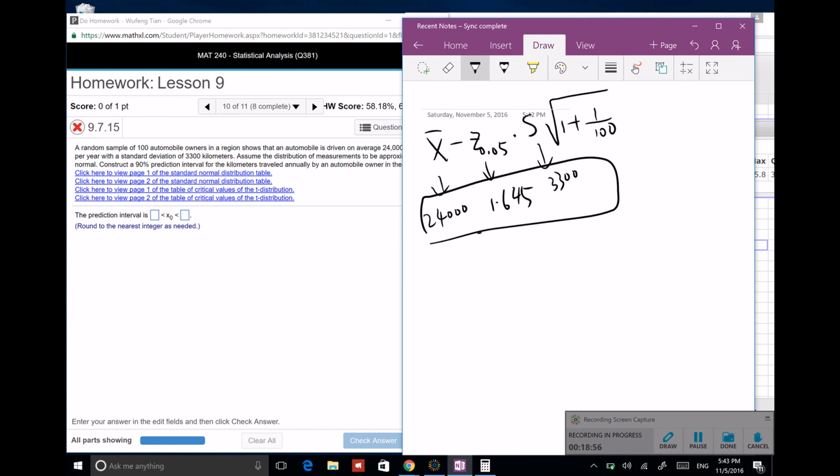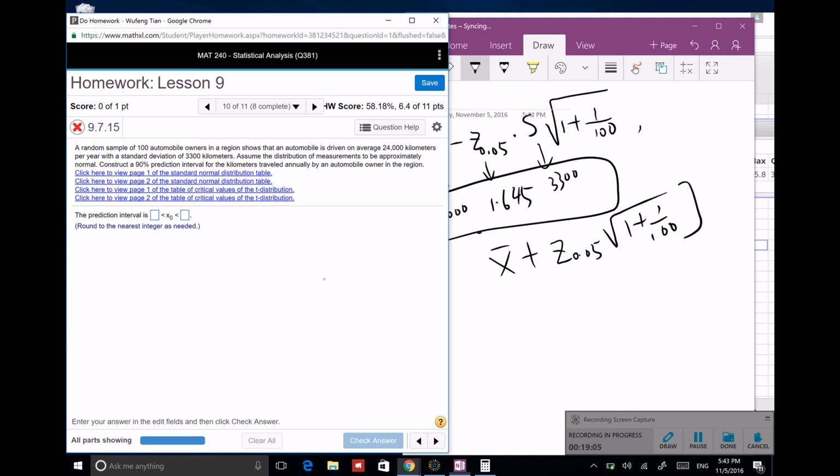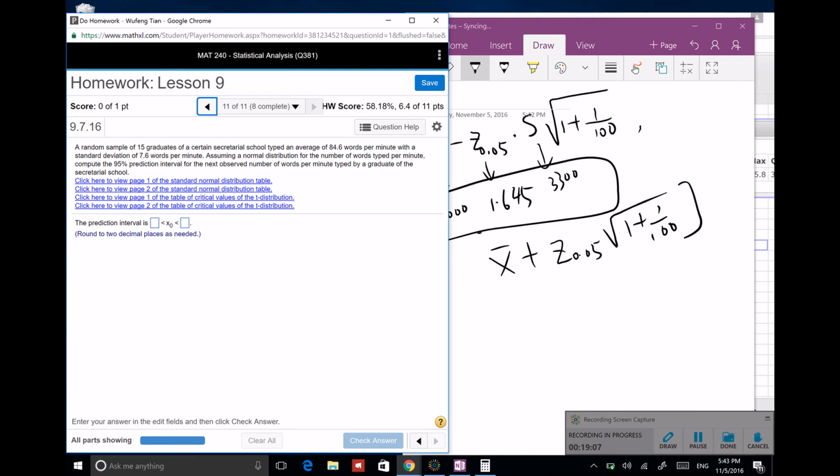Then plug it in. You find out the other one is plus. It's x bar plus z 0.05 times the square root of 1 plus 1 over 100. So that's how you do number 10. Number 11, I checked, the problem is exactly the same thing. It says the prediction interval for the next, right? So this is about the homework review.